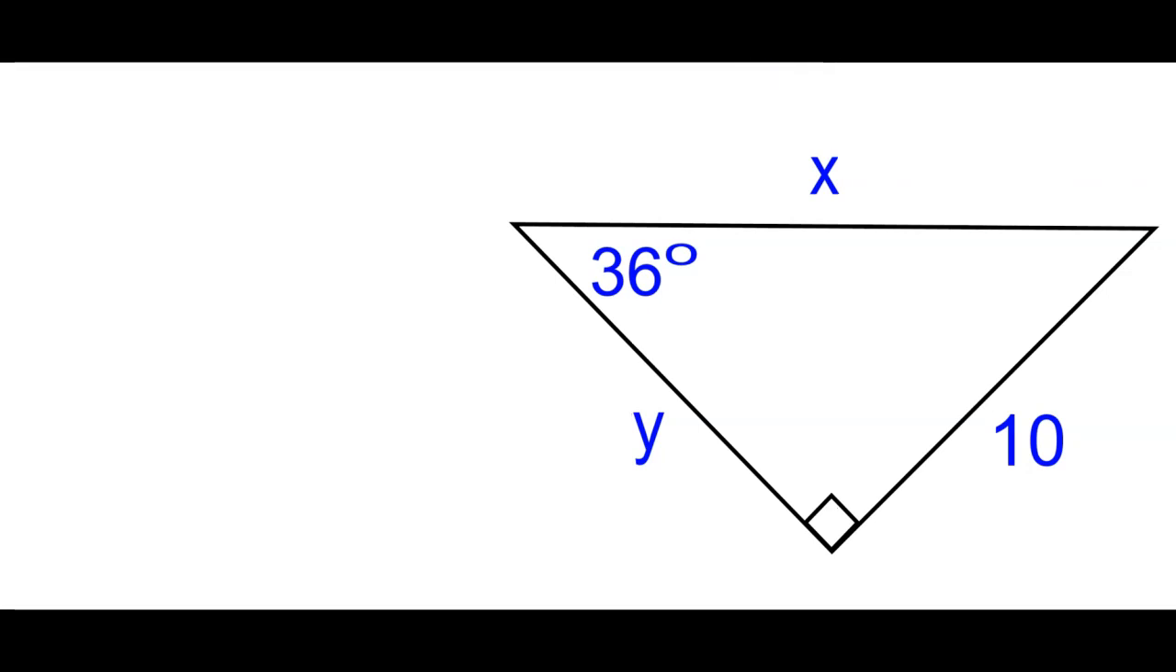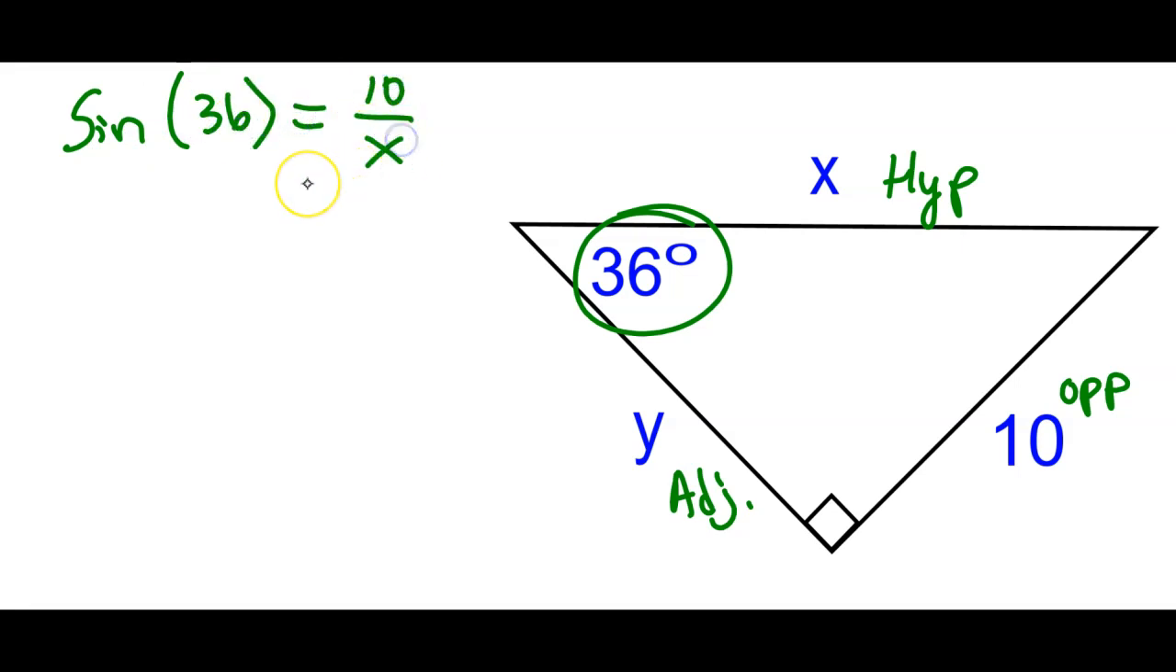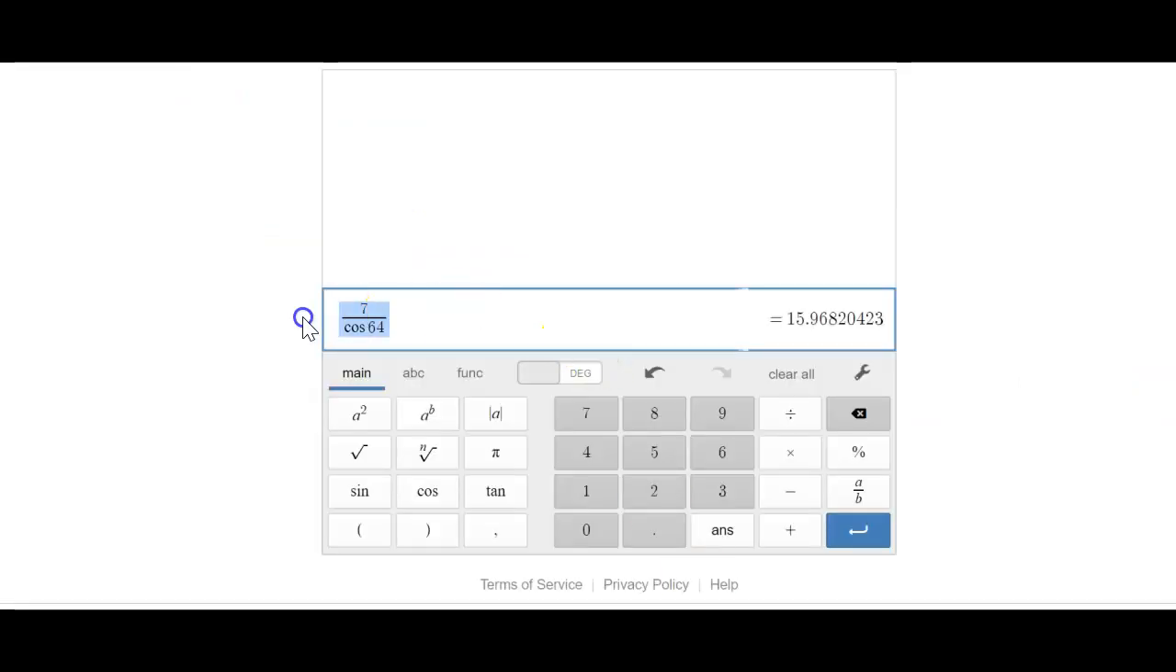So for this one, let's label our sides. Here's my angle. This is the opposite side of that angle. Opposite to 90 is the hypotenuse, and then this side is the adjacent side. So if I'm solving for x, I need opposite and hypotenuse. If you look at your little guide, that will be the sine. So the sine of 36 is equal to the opposite over the hypotenuse. Use the switch-on property, you get x equals 10 divided by sine of 36. Let's punch that into the calculator, and I get 17.